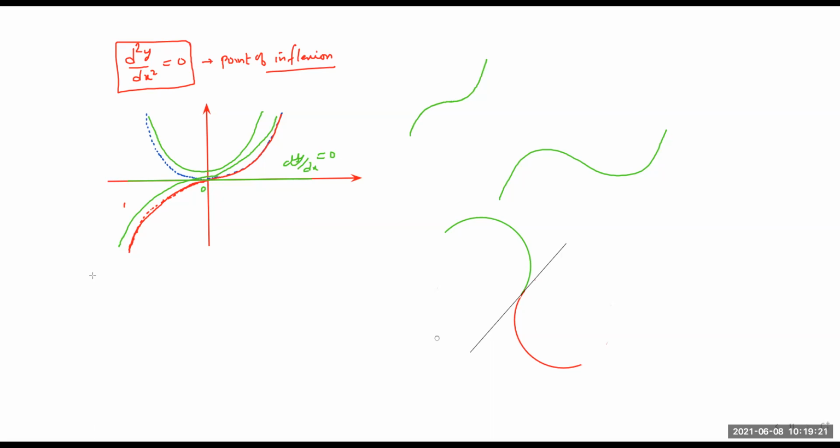So this is how we make the test of second derivative. I'll continue with some more points, but the time is running out.